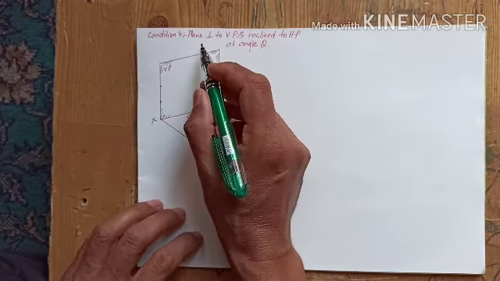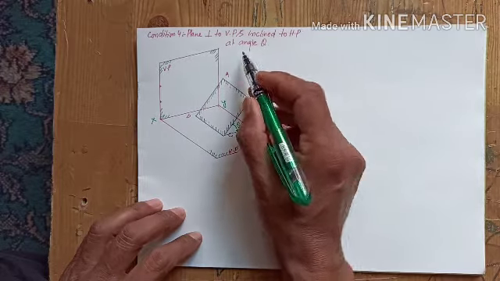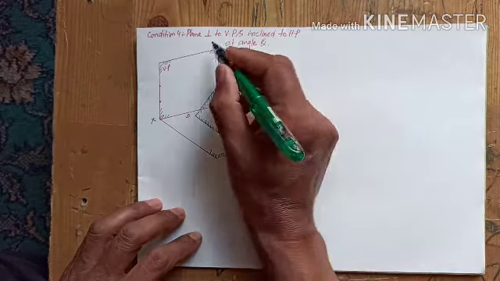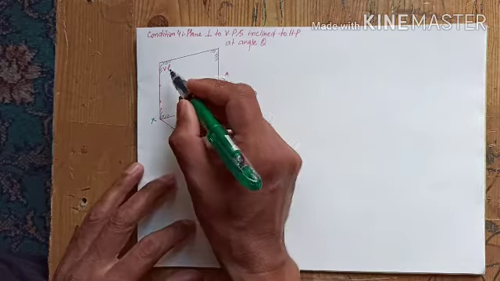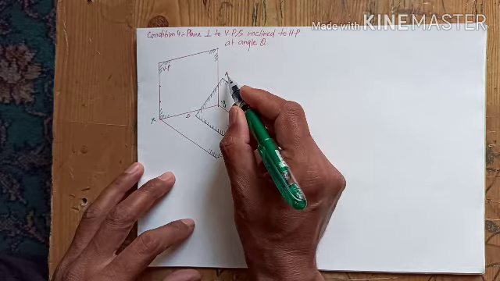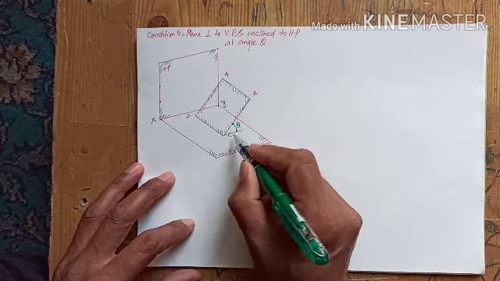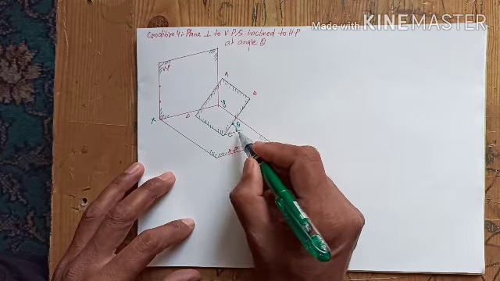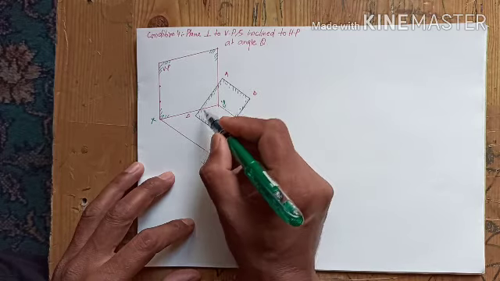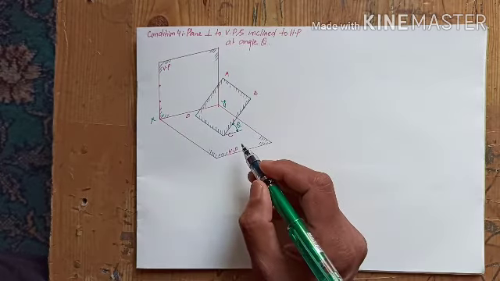The fourth condition is like this. The plane is perpendicular to VP and inclined to HP at an angle theta. So this is the pictorial diagram of condition 4. We have a vertical plane, a horizontal plane, and a plane A, B, C, D. This plane is inclined to HP at an angle theta, and the same plane is perpendicular to the VP. So we have to draw its orthographic projections.